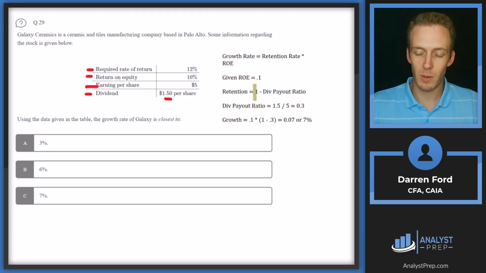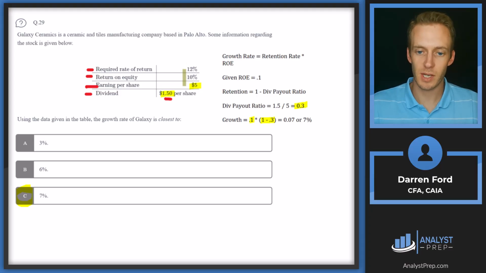So retention is going to be 1 minus the dividend payout ratio, and our dividend payout ratio, pretty straightforward, will just be dividend per share divided by earnings per share, which is 0.3. So retention rate is going to be 1 minus 0.3 or 0.7. And so when we do the math there, it's going to be 0.1 times 1 minus 0.3, and that's going to equal 0.07 or 7%. Answer C.